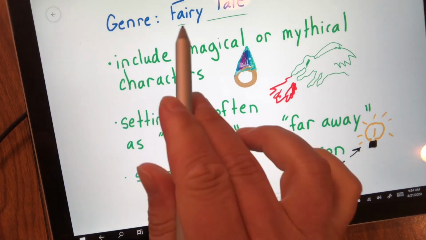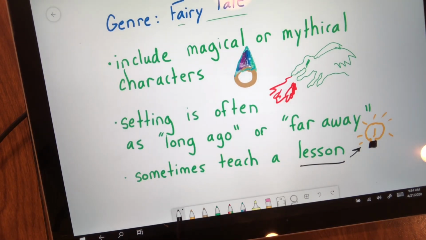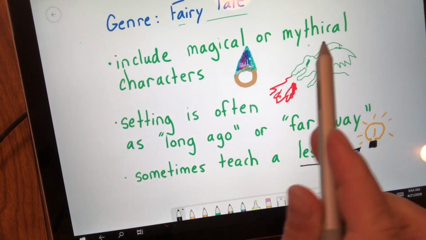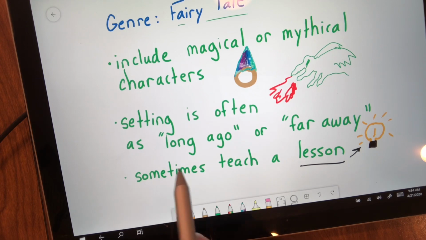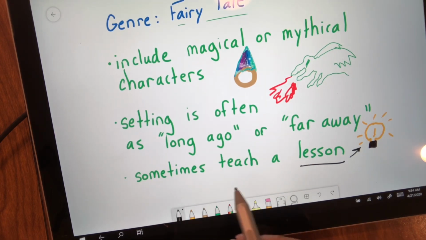So remember, our genre is a fairy tale this week. And to know about fairy tales, our characteristics are: fairy tales include magical or mythical characters, such as wizards, dragons. The setting is often long ago or far away. And fairy tales sometimes teach a lesson. So moving forward, here is the fairy tale I'm going to read to you. All you need to do is listen. So this fairy tale is called Wei and the Golden Goose.